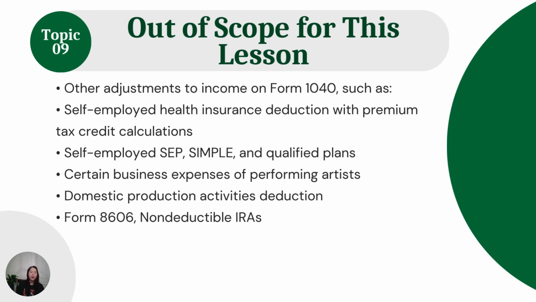If you're a taxpayer wanting to seek help from the Volunteer Income Tax Assistance Program or any of our VITA sites, we want to let you know that other adjustments to income on Form 1040, such as the self-employed health insurance deduction with premium tax calculations, self-employed SEP, SIMPLE, and qualified plans, certain business expenses of performing artists, domestic production activities deduction, and Form 8606 non-deductible IRAs are out of scope, and we encourage you to seek help from a professional taxpayer if you have anything that qualifies under these standards.